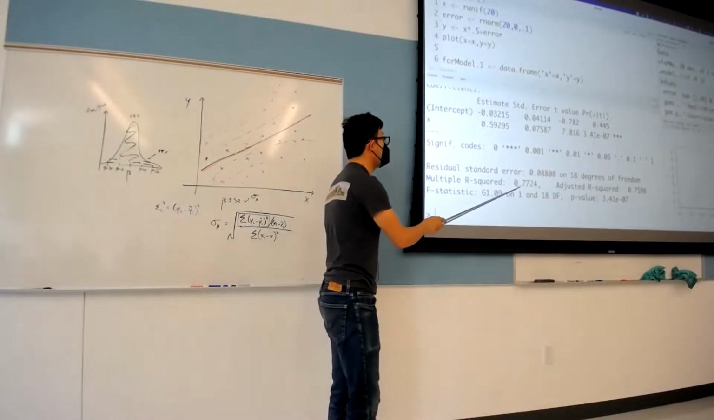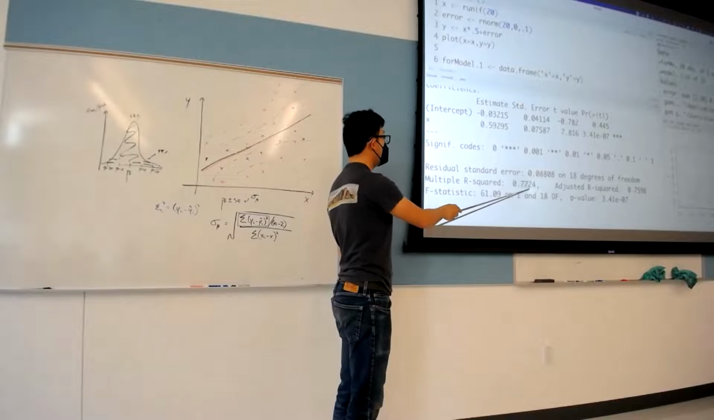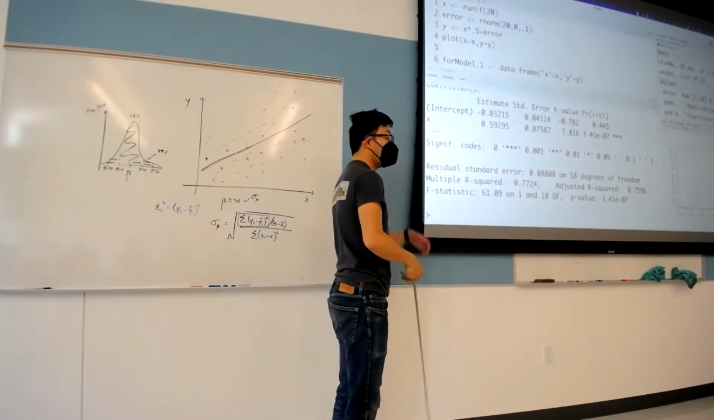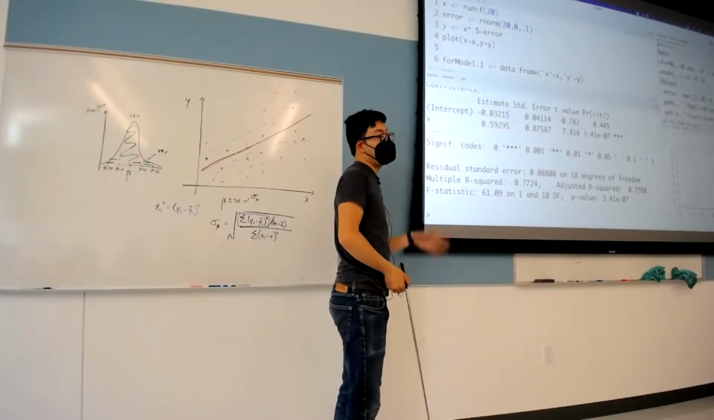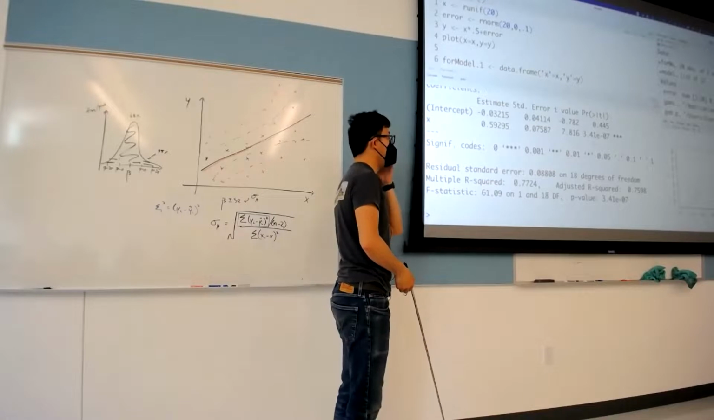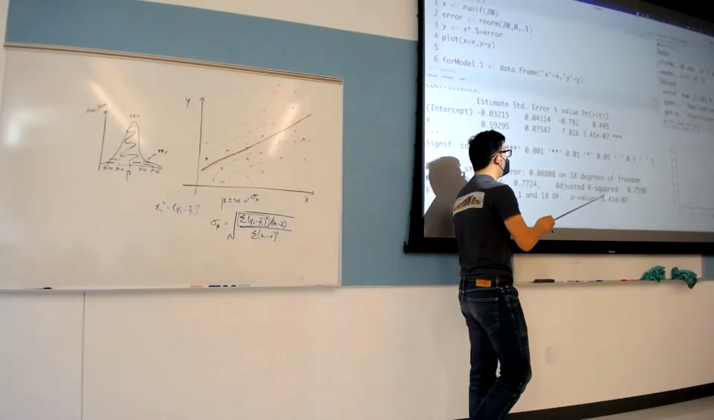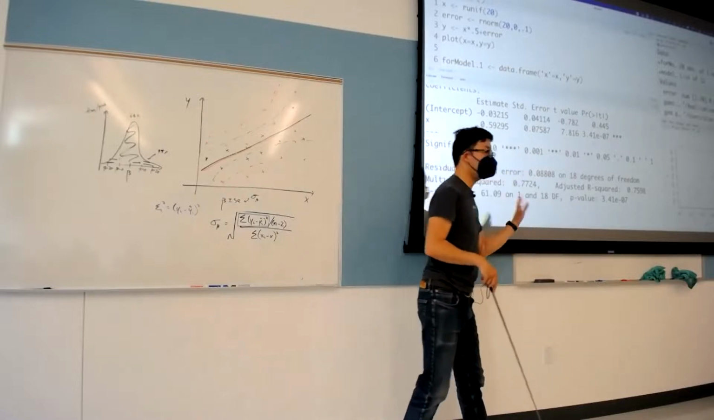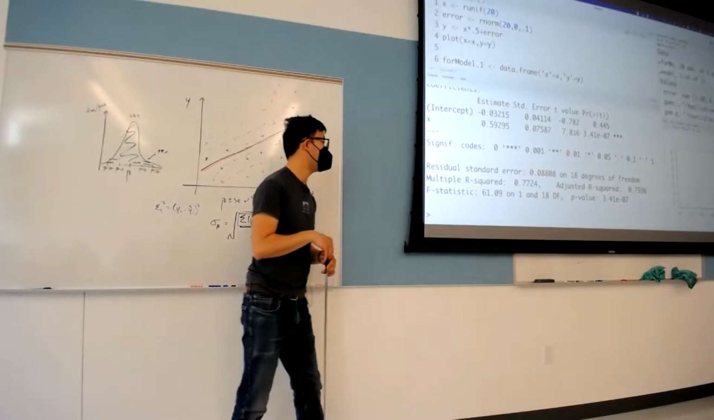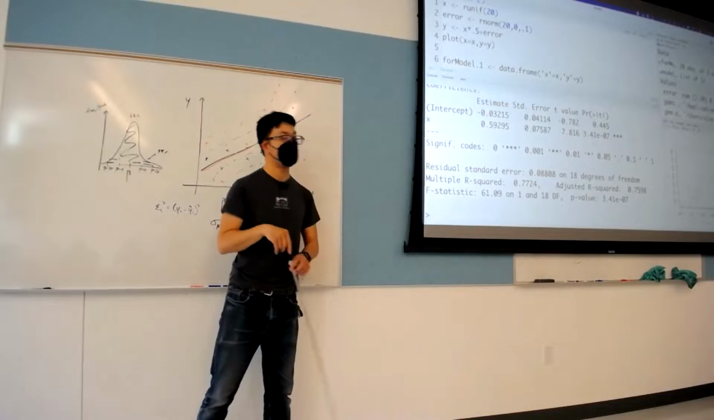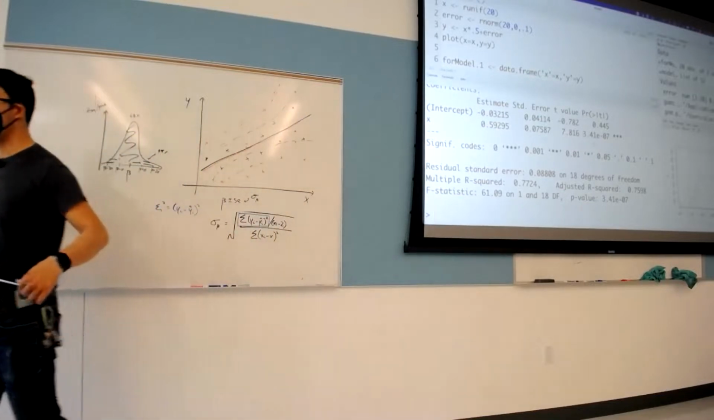The R-squared value is 0.7724. So 77% of the variation is being captured by this model. We will talk about what adjusted R-squared means later, so don't worry about that for now. We'll also talk about what an F statistic is a little bit later on.